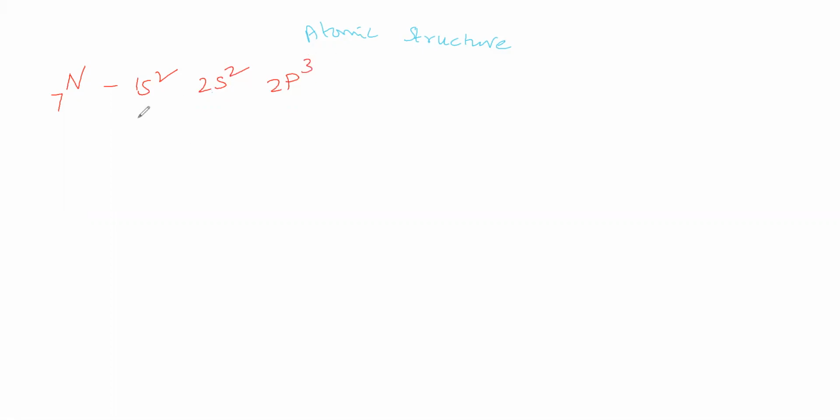Set. So 1s is having 1 orbital, that 1 orbital we will write in the form of a square box. 2s is having 1 orbital, that 1 orbital we will write in the form of a square box. 2p subshell is having 3 orbitals, therefore 3 boxes we will give. We have given 3 boxes.